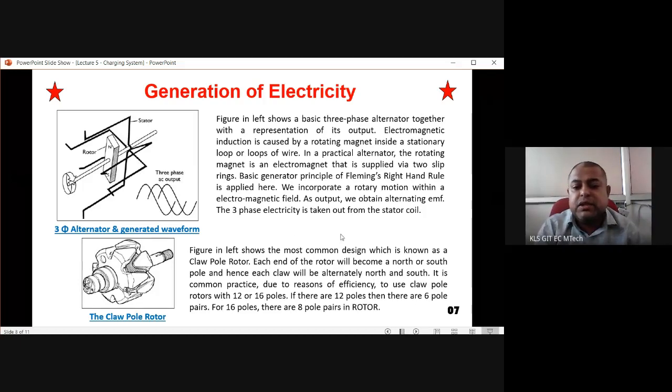It is common practice, for reasons of efficiency, to use a claw pole rotor of 12 pole or 16 pole. So if it is 12 pole, we say that there are 6 pairs of poles, and if there are 16 poles, we say that there are 8 pairs of poles. So why do we require this pair number? Because if we want to determine the frequency of the generated electricity, this number of pole pairs comes into the picture. We'll be seeing this in the subsequent slides. So this is a claw pole rotor, and this generally has 12 to 16 poles. Please prepare these things for short questions in the IA.